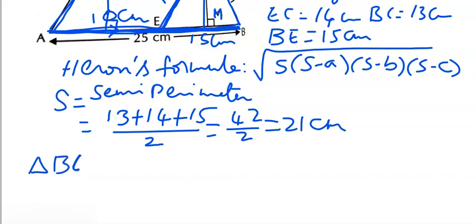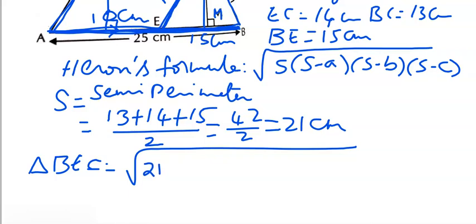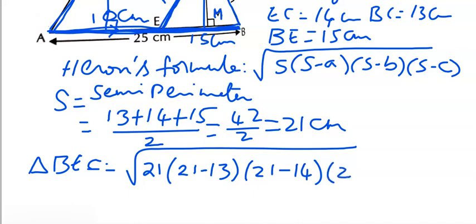Area of triangle BEC is equal to the square root of S into S minus A, S minus B, S minus C. That is 21 minus 13, let A be 13, and 21 minus 14. Next, 21 minus 15. These are the three sides we are subtracting from S.